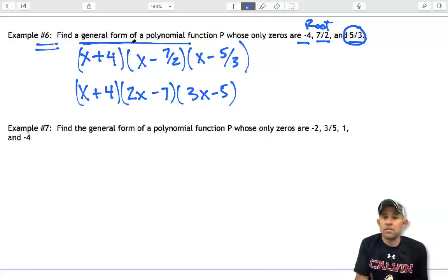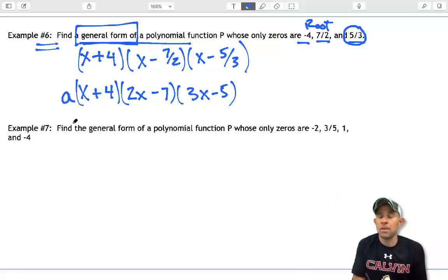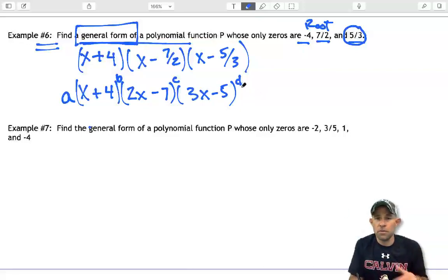Now, because it says the general form, we also have to allow for some multiple of this polynomial. So what we do is we just put a letter out here as a, and we also have to allow for different powers. So those different powers go like this. You could say to the b power, to the c power, to the d power. And again, those are just variables because we have to allow for there to be more than one root at that number.